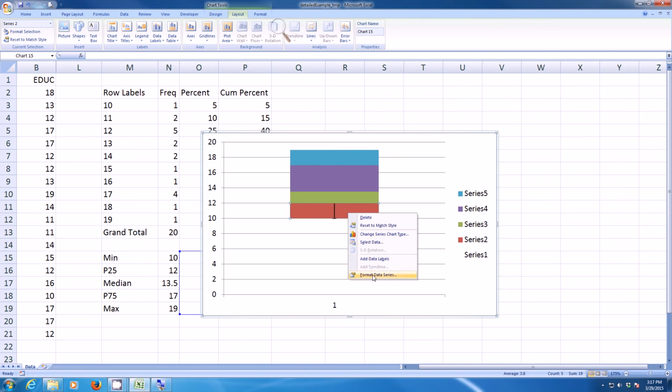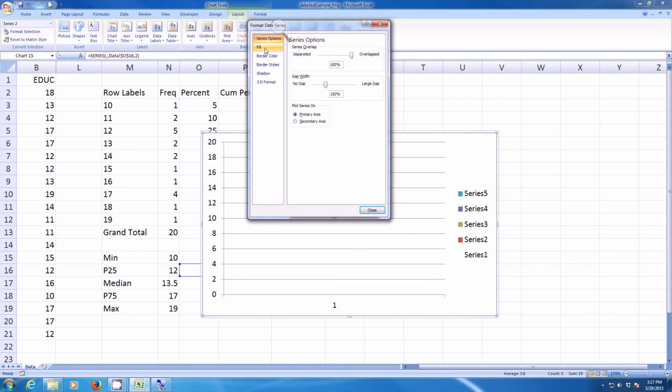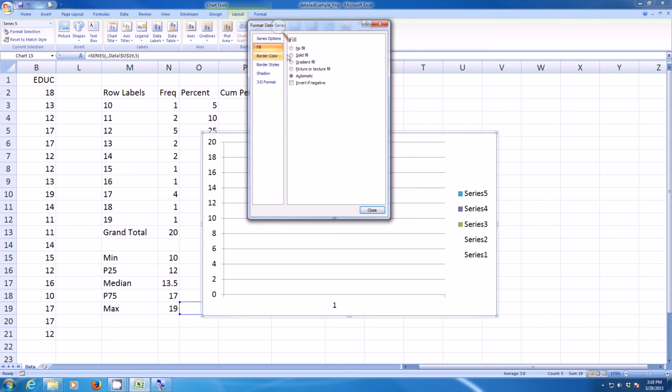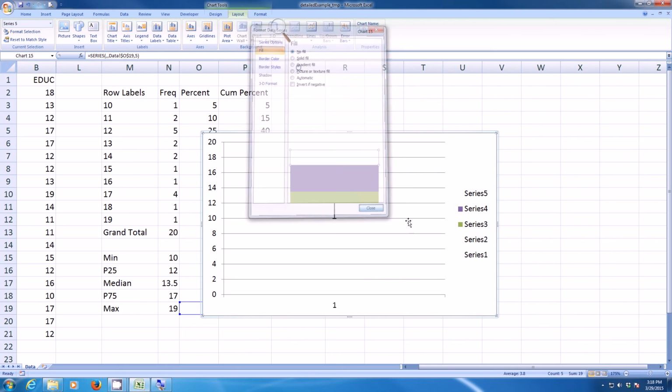And so again, if we go to Format Data Series and Fill, we're going to have no fill for this series as well. And so basically all we have now here is a whisker extending down to the minimum from the 75th percentile. Now for the top value, we're also going to make that a no fill series. And so we go to Fill, No Fill, we'll hit Close.